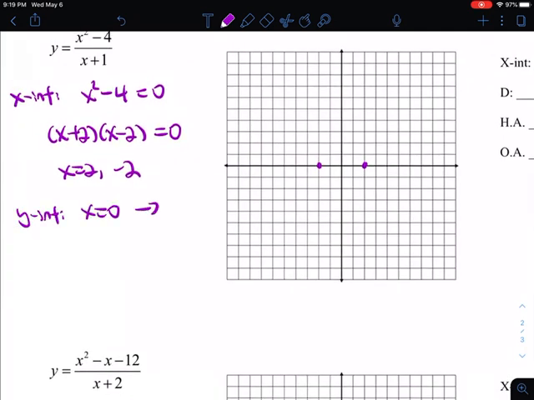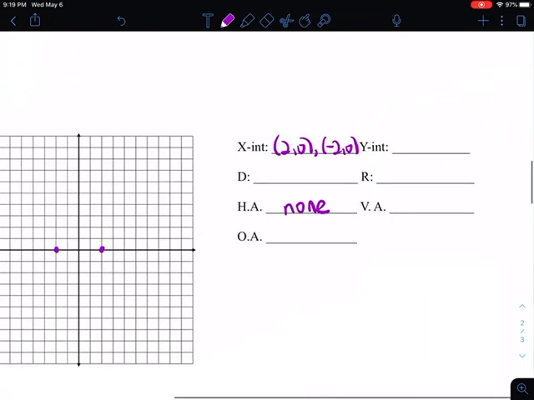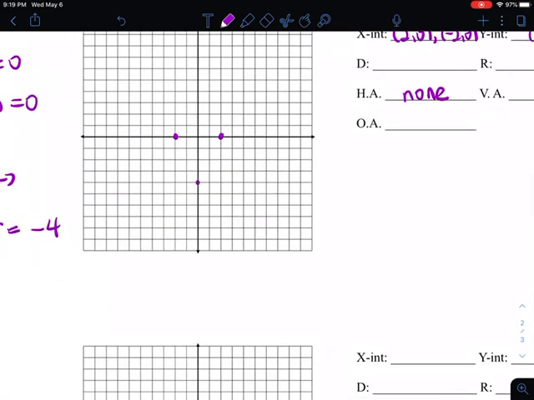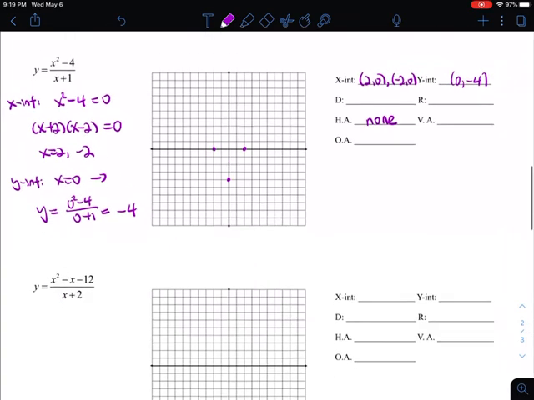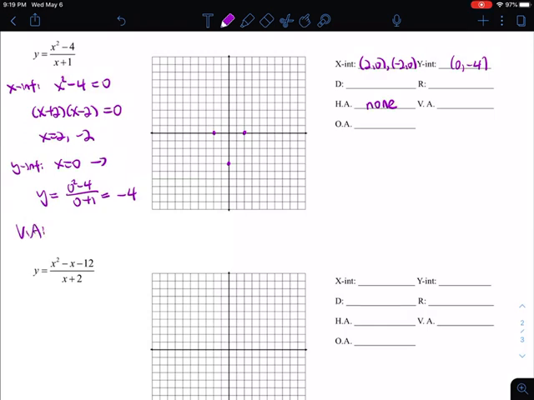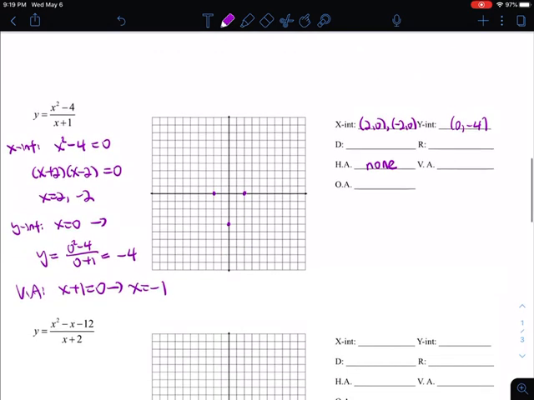Y-intercept, as always, set your x equal to 0, and then we get y is equal to 0 squared minus 4 over 0 plus 1, and that will turn out to be -4. And then make sure you graph that as well. There it is. Okay, and then how about my vertical asymptote? Set the denominator equal to 0, and then I get x equals -1. There we go, and let's go ahead and graph that as well.